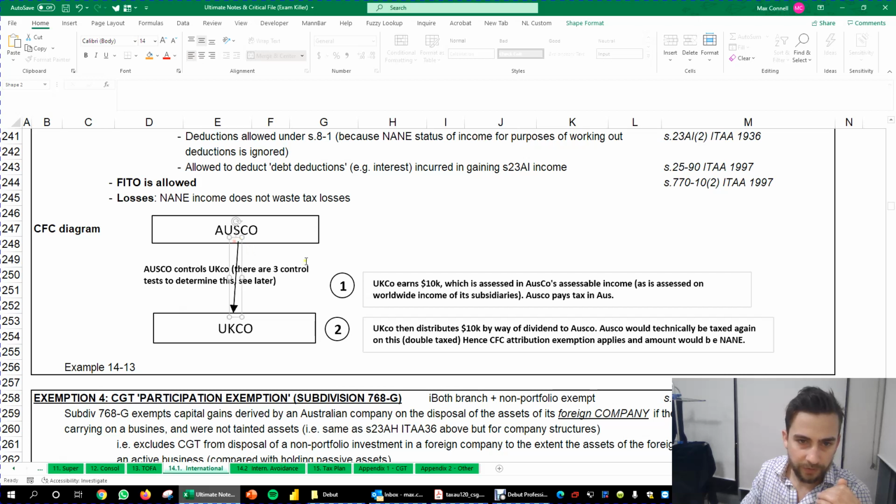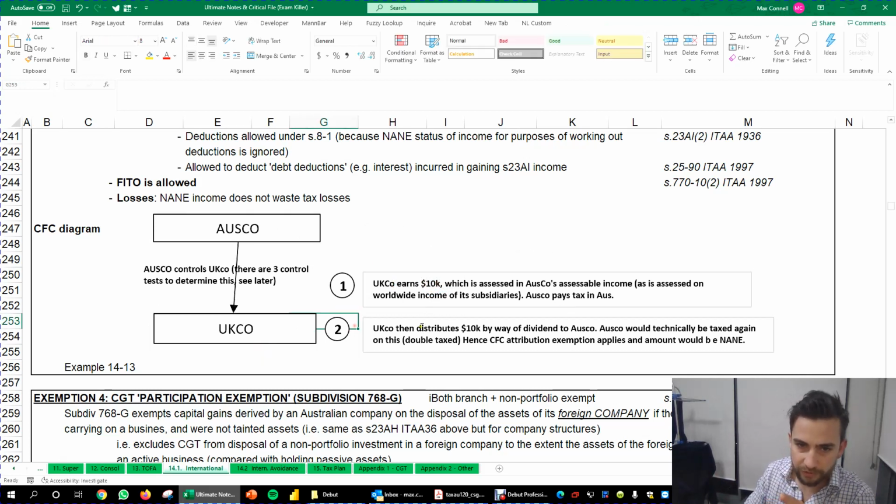They've got an Australian company, right, who owns a foreign subsidiary. So let's say this example, which is a company located in the United Kingdom. So in this situation, the UK Co earns $10,000. Now, because AusCo owns UK Co, the $10,000 is actually assessed in AusCo's assessable income because they are assessed on their worldwide income, including of its subsidiaries, when it does its consolidation roll-up of its profit and loss financial statements. It's going to lodge a tax return. It's going to report its global income. So it's actually going to pay tax on that 10K, even though it hasn't actually received any of the money for the 10K, because that money is sitting with UK Co.